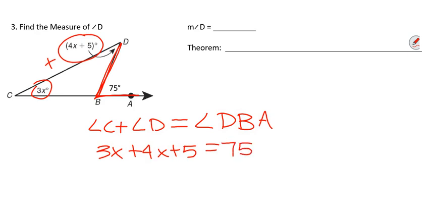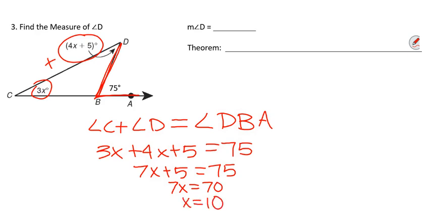So I'm going to combine my like terms. 3x plus 4x is 7x plus 5, that equals 75. I'm going to subtract 5 from both sides. So that's going to give me 7x equals 70. So x equals 10. Now this time it doesn't ask me for the 10, it asks me for D.